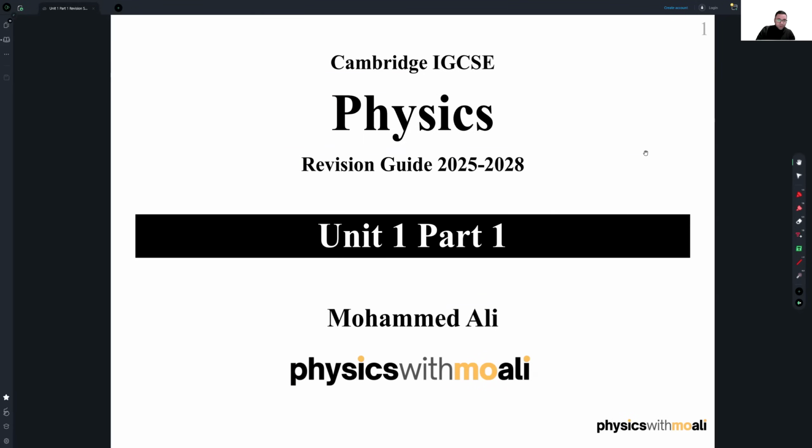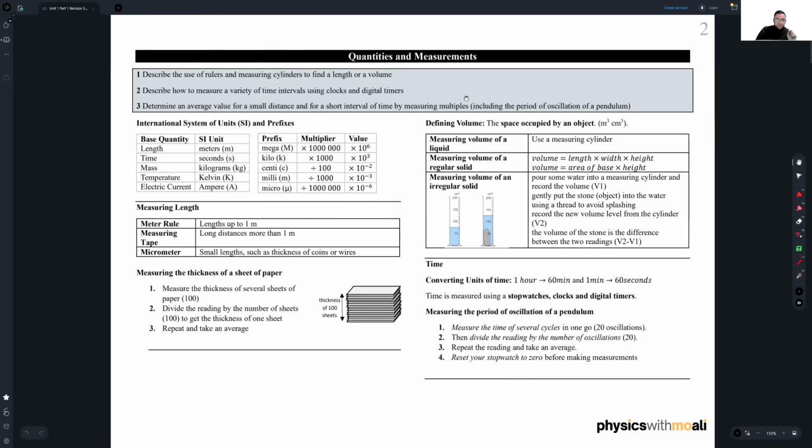Before we begin in earnest, however, I want you to know how to use these revision sheets. First, every chapter, yours will look a little bit different, but it's the same thing in it. Every chapter will have a small list, sometimes a very long list, of things that you need to keep in mind. This is how it is described in the syllabus or in the curriculum. So for example, in the first chapter, you're required to describe the use of rulers and measuring cylinders, to describe how to measure a variety of time intervals, to describe or determine an average value for small distances and short intervals and so on.